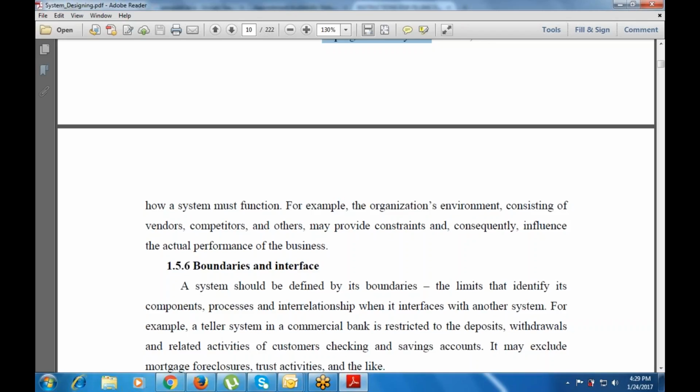For example, the teller system in a commercial bank is restricted to deposits, withdrawals, and the related activities of the customer's checking and savings accounts. It may exclude the mortgage, foreclosure, trust activities, and so on.